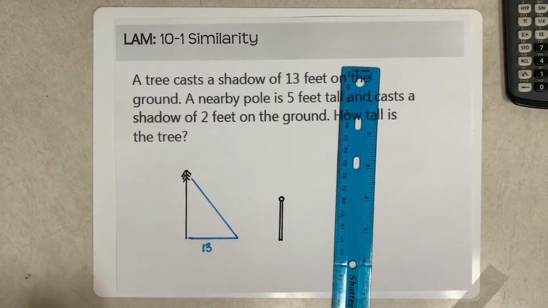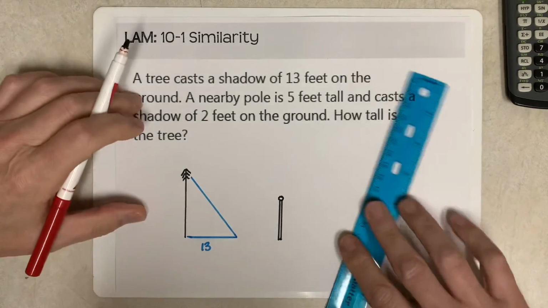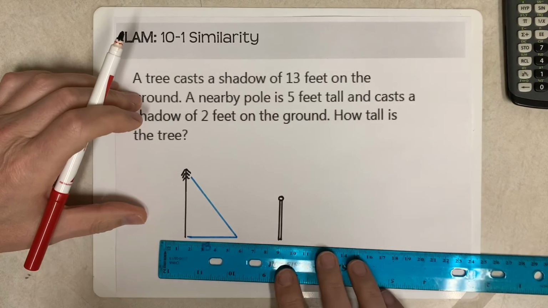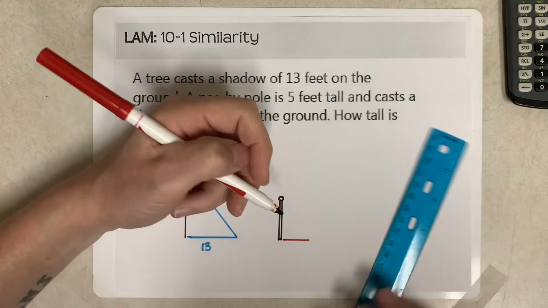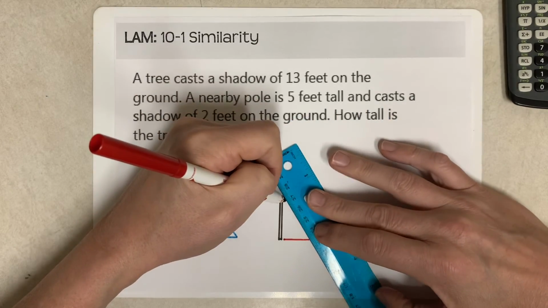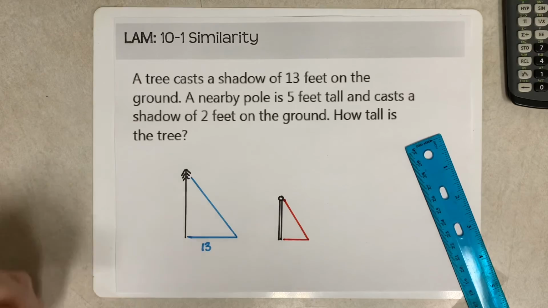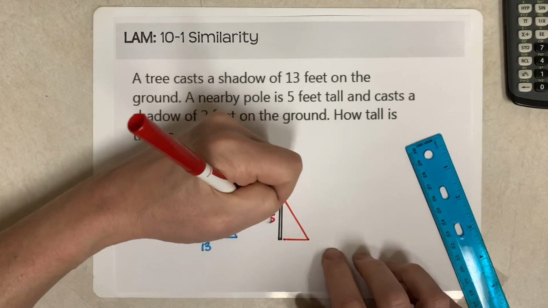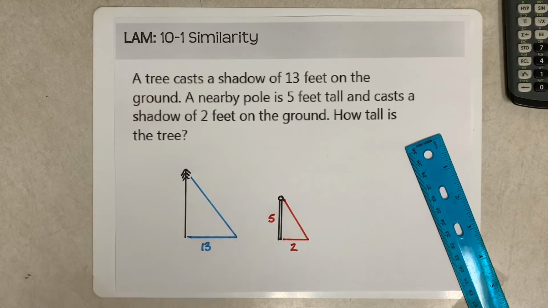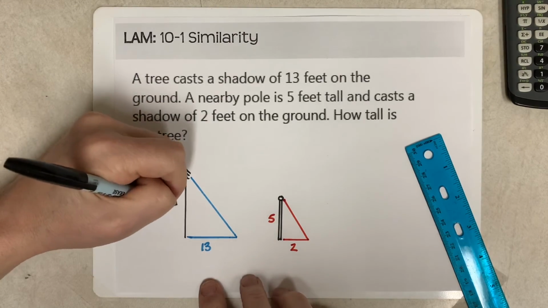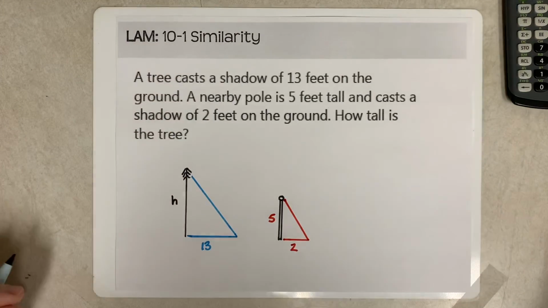Okay, so there's a pole. I don't have any idea about this distance, but it does say it casts a shadow of 2 feet on the ground. So I'll try and make it somewhat accurate here. Okay, so the nearby pole is 5 feet tall and casts a shadow of 2 feet on the ground. How tall is the tree? So we don't know how tall the tree is, so I'm going to call that H. You can call it X, whatever you want. I'm going to call it H.